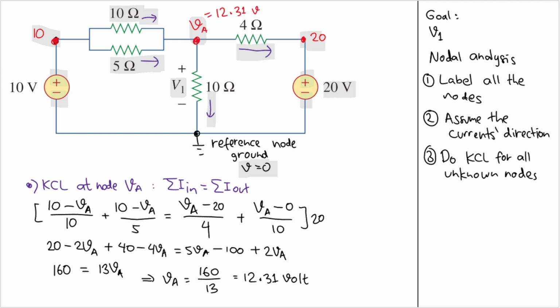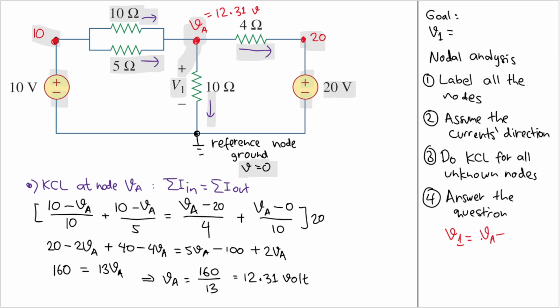Good. But then the question does not ask about VA, it is asking about V1. So the last step will be to answer the question. Okay, the question is asking about V1 here. And what is V1? Let's see the circuit here. V1 is the difference between its positive terminal, so we'll have VA there.